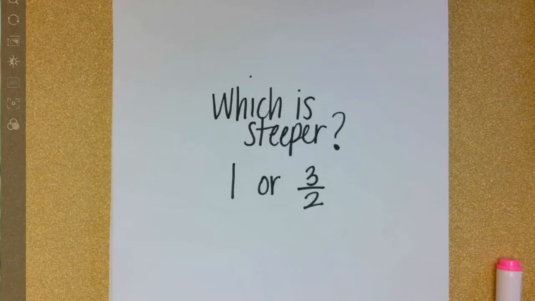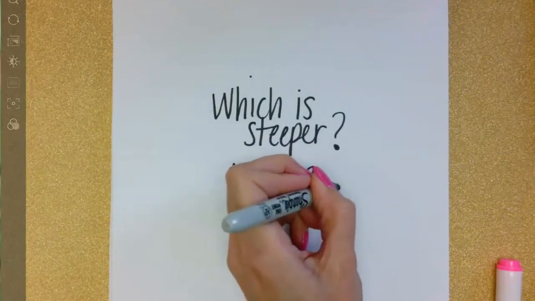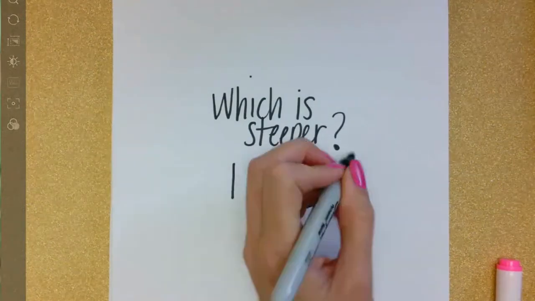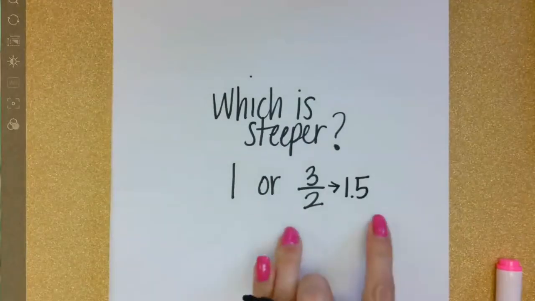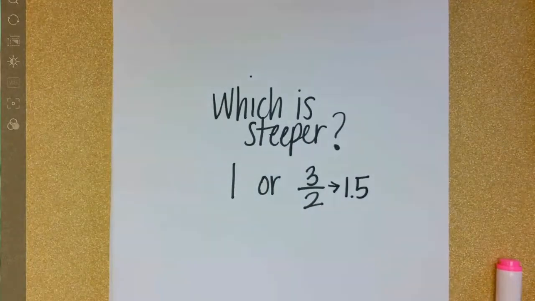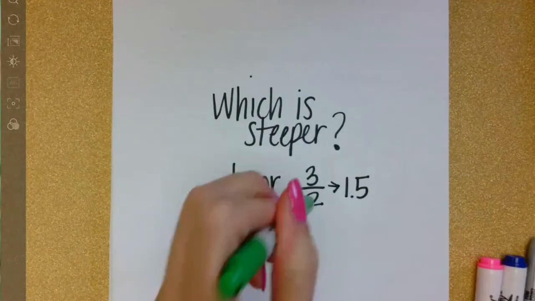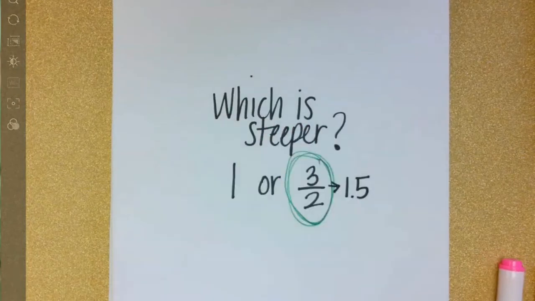And last question, which is steeper, 1 or 3/2? Comparing fractions as decimals is sometimes helpful. This is the same thing as 3 split into 2 pieces, which would be 1.5 each. So when you compare 1 and 1.5, 1.5 is further away from 0. So 3/2 would have been our steeper slope.